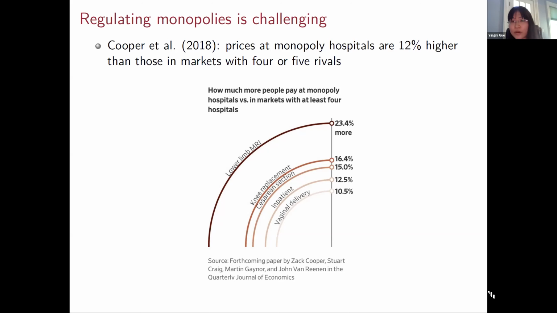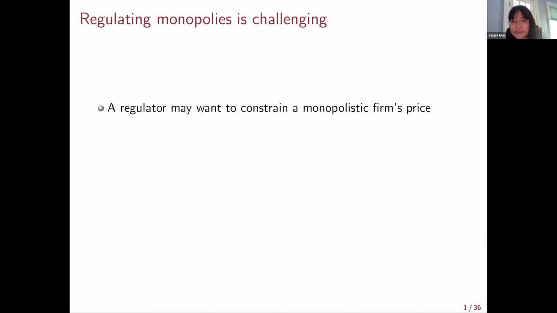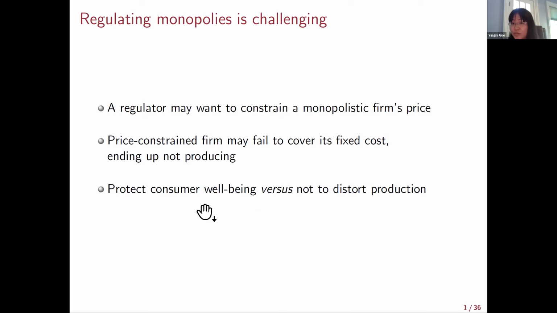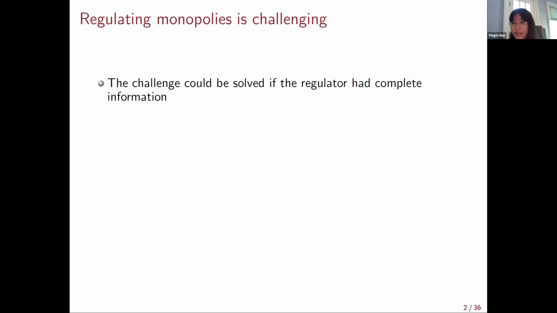Now, in order to protect consumers, a regulator may want to constrain a monopoly firm's price. However, a price-constrained firm may fail to obtain enough revenue to cover its fixed cost, so it may end up not producing at all. So the regulator must balance the need to protect consumers and the need to not distort production.